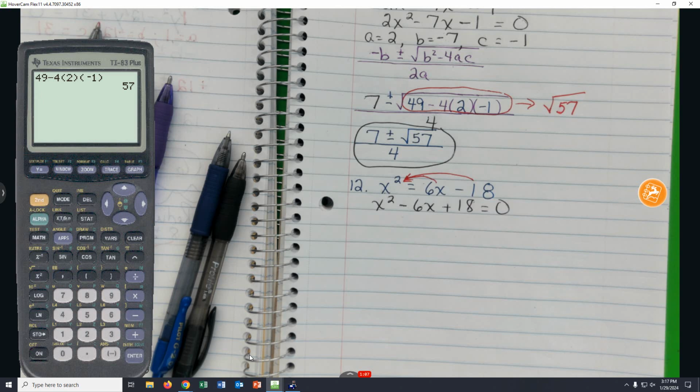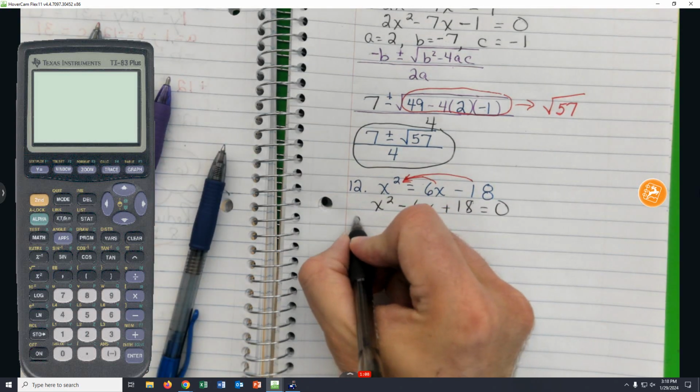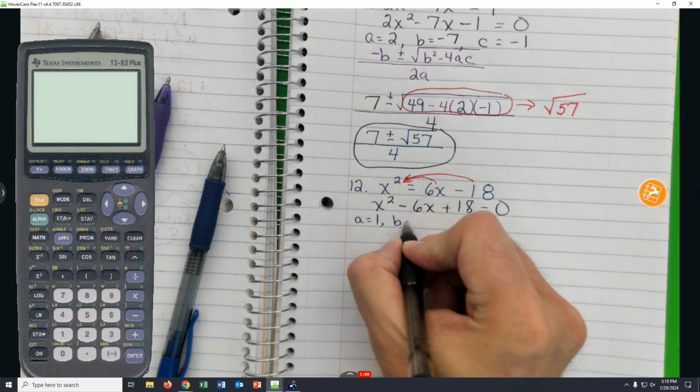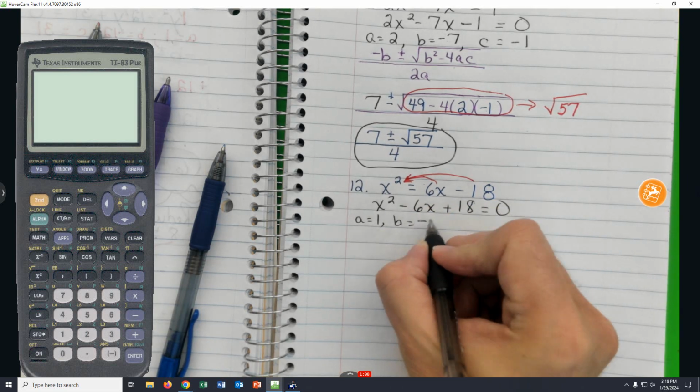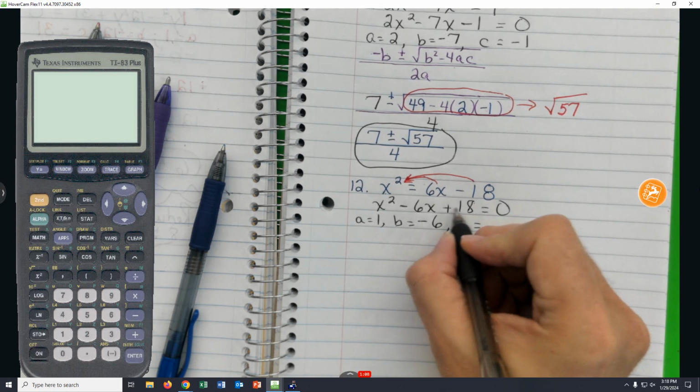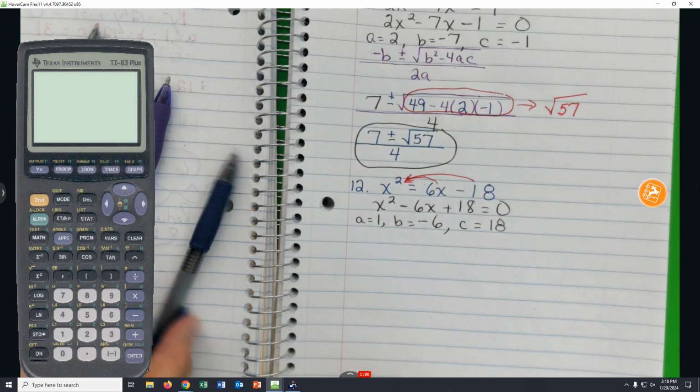Now, write out a equals, b equals, c equals. Be careful. a, b, and c have to be numbers. Don't write a equals x. Let's see, what's it going to be? a equals, it's going to be 1. Are y'all caught up? Or are y'all ahead of me? a equals 1. And what's b? Negative 6. And c is positive 18.